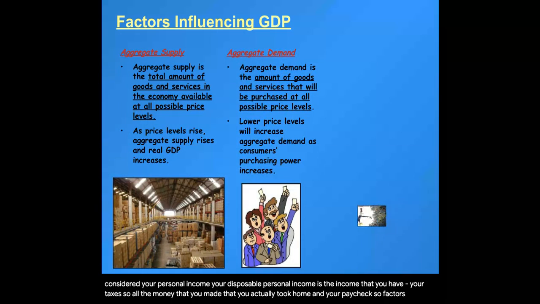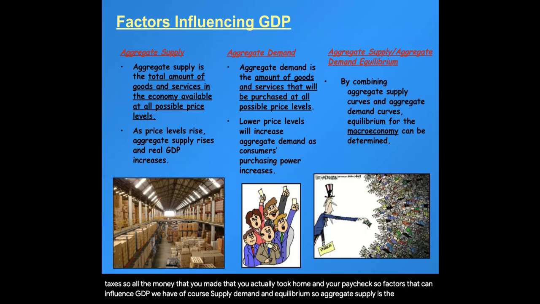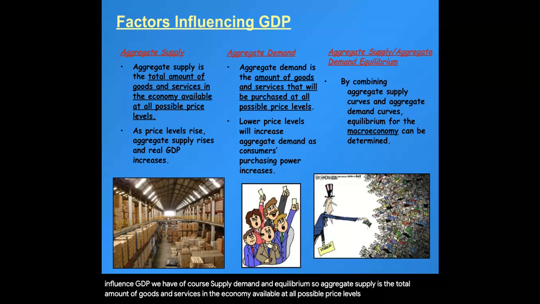So factors that can influence GDP, we have, of course, supply, demand, and equilibrium. Aggregate supply is the total amount of goods and services in the economy available at all possible price levels. As price levels rise, the supply rises, because that's the law of supply.